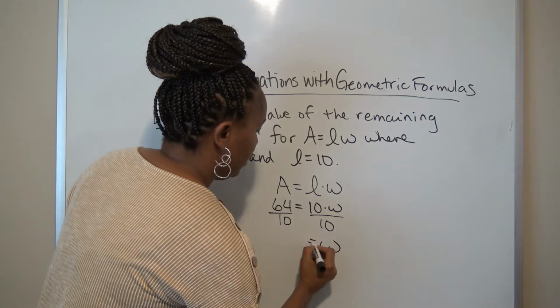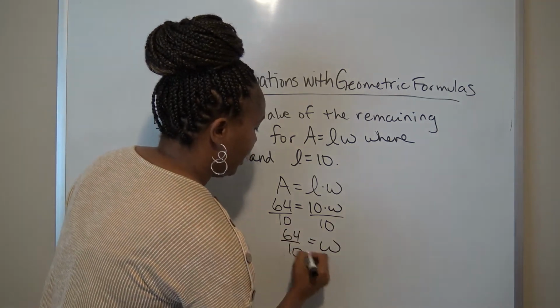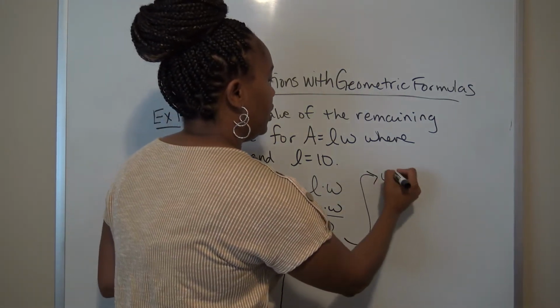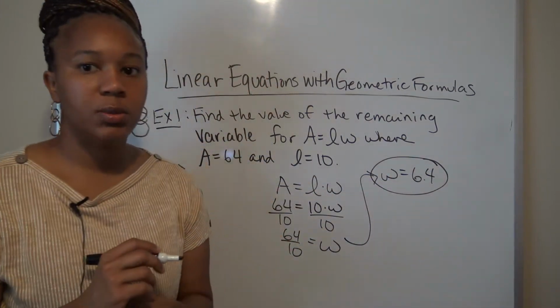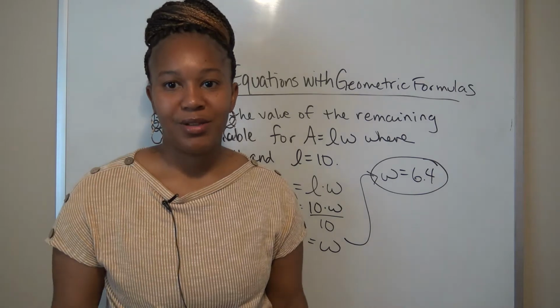So W is equal to 64 divided by 10, which comes out to be W is equal to 6.4. So your width will be 6.4. And so that's how you work that problem. Let's look at another one.